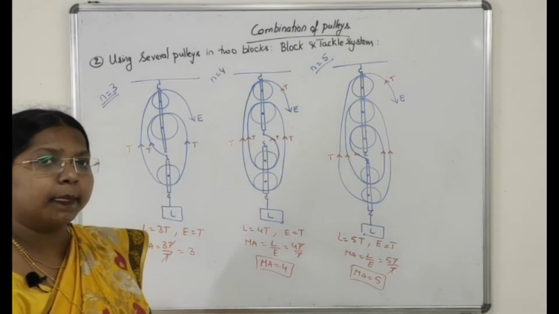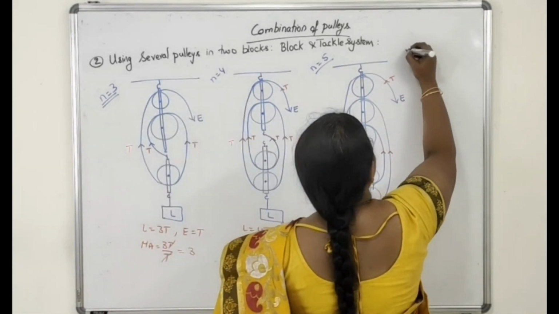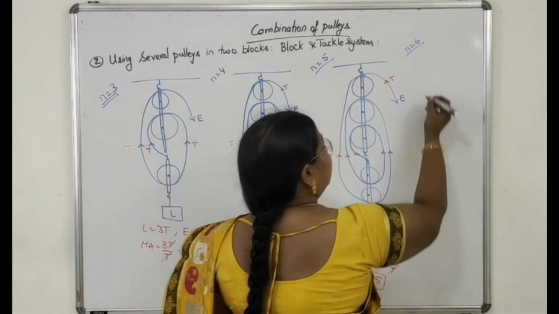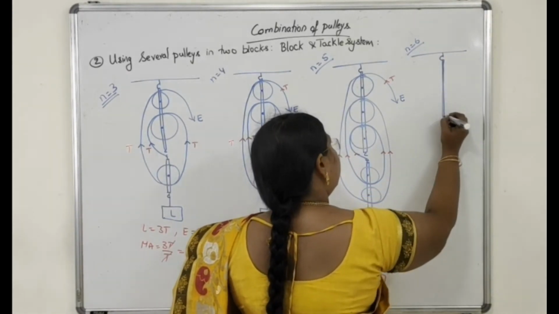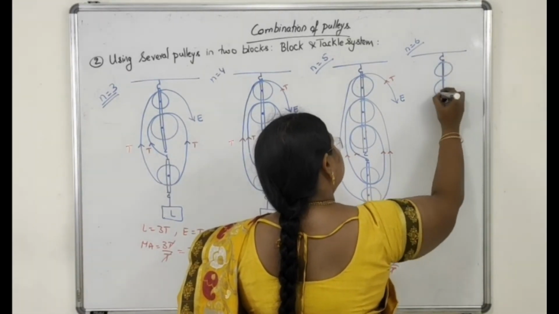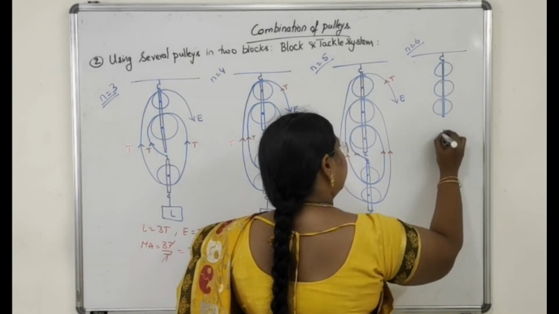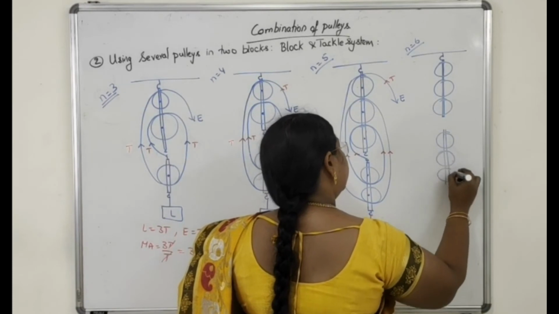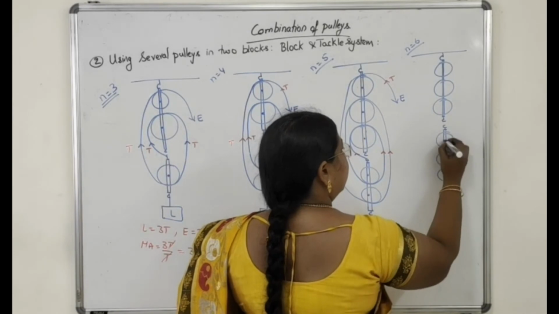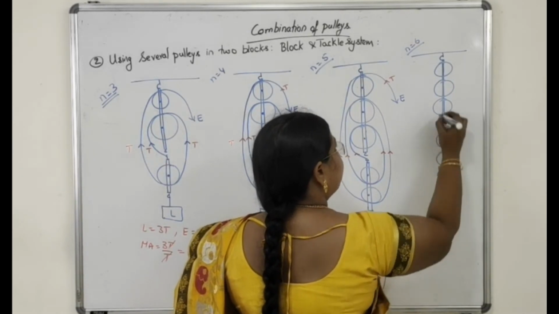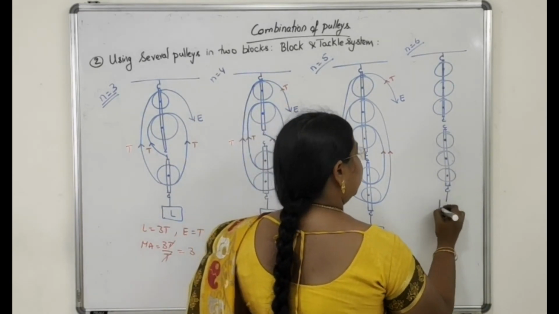Is it clear? If your N is equal to 6, the upper block will be having 3 and the lower block will also be having 3. 1, 2, 3, having hooks on either side. Fix it to the axis of rotation. Your load at the lower end.